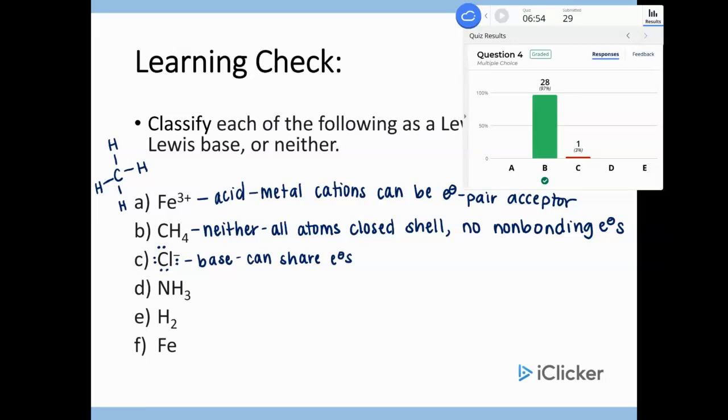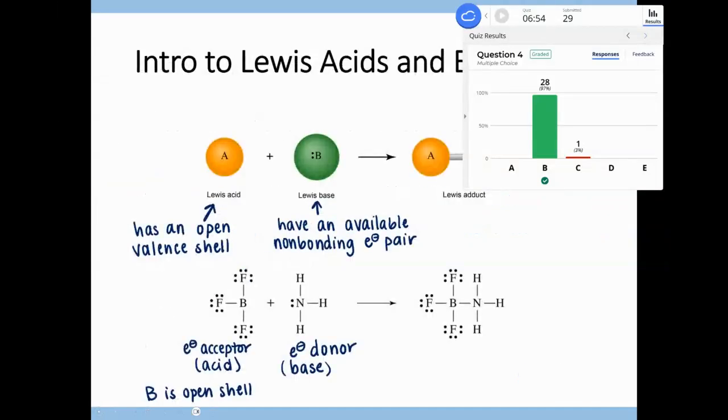Next we have NH3, much better on this one. NH3 we saw on a previous slide. Nitrogen has a non-bonding electron pair and 3 single bonds to hydrogen. Again, you can draw the Lewis structure to see this. No open shell atoms, but it does have an electron pair, so this can also be a base, as we saw in the previous slide. Nitrogen was the electron donor, so it's a base.